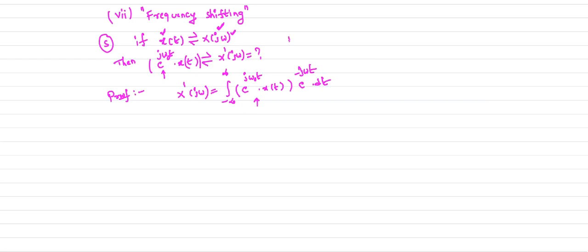We already know the Fourier transform of x of t. What is the Fourier transform of x of t? It is x of j omega, which is integral from minus infinity to plus infinity of x of t e power minus j omega t dt. This is the Fourier transform of x of t, x of j omega. I want the Fourier transform of e power j omega naught t into x of t. Let us consider it is x dash of j omega, and I want to find this x dash of j omega.